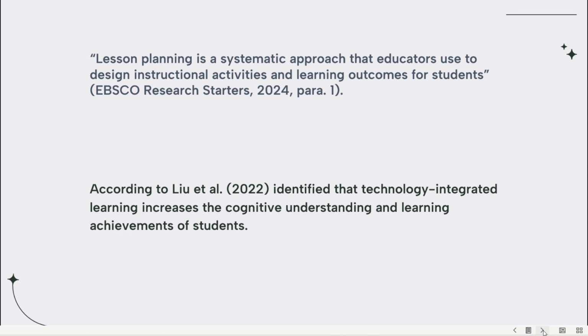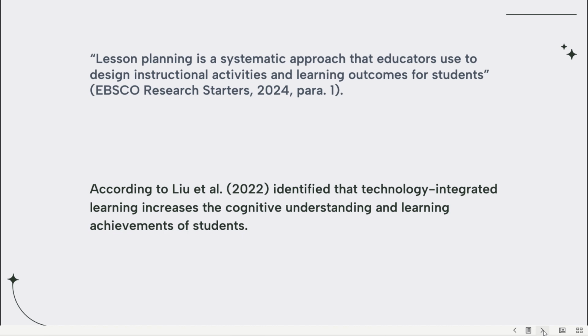So what is lesson plan? According to EBSCO research started in 2024, lesson planning is a systematic approach that educators use to design instructional activity and learning outcome for students. This means that a lesson plan includes not only instructional activity but also the main objective, or what the students are expected to be able to do at the end of the lesson.